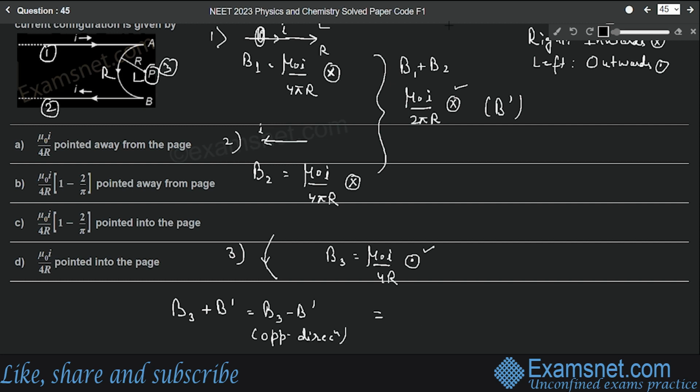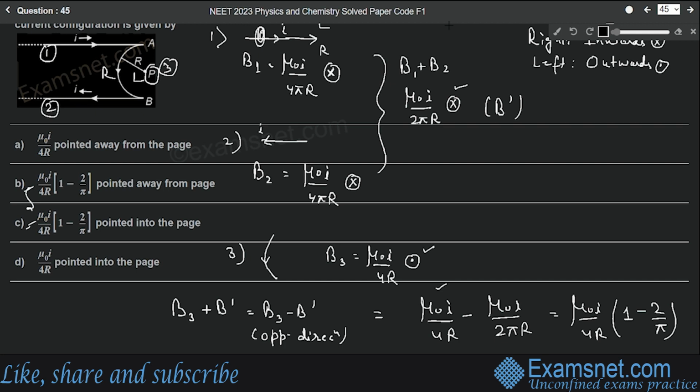So what is B3? It is mu naught I by 4r. And what is B dash? It is mu naught I by 2 pi r. Okay, now if we take mu naught I by 4r common, because in all the given options mu naught I by 4r is taken common. So let's take mu naught I by 4r outside the bracket. So what will be left? First 1 on this side, and this side we have 2 by pi. Okay. So mu naught I by 4r, 1 minus 2 by pi. That means whether B or C. Okay. It can either be B or C.